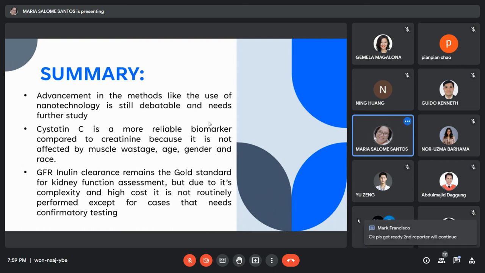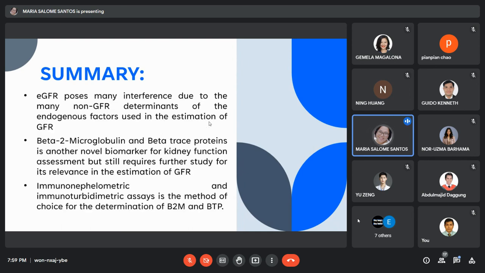And cystatin C is a more reliable biomarker compared to creatinine because it is not affected by muscle wastage, age, gender, and race. The GFR inulin clearance remains the gold standard for kidney function assessment, but due to its complexity and high cost, it is not routinely performed except for cases that need confirmatory testing. And estimated GFR poses many interferences due to the many non-GFR determinants of the endogenous factors used in the estimation of GFR.